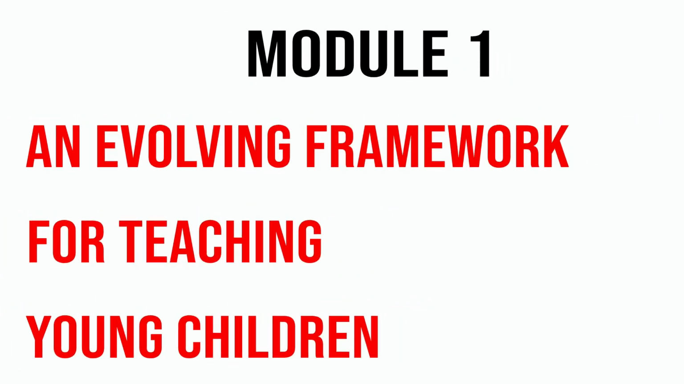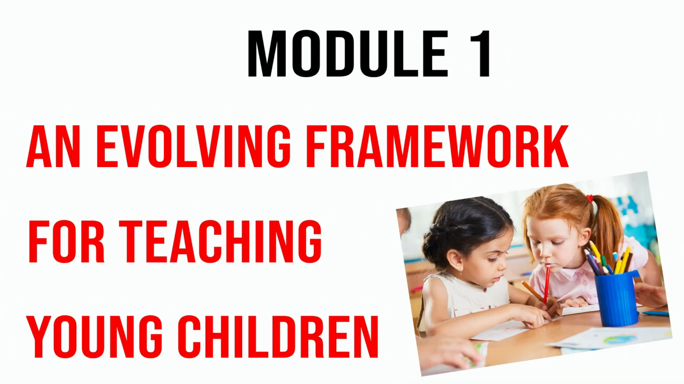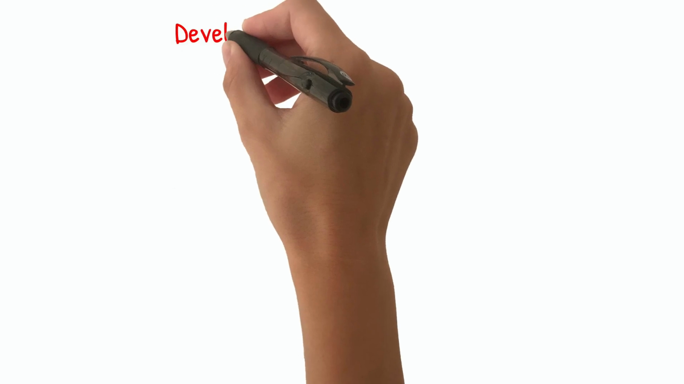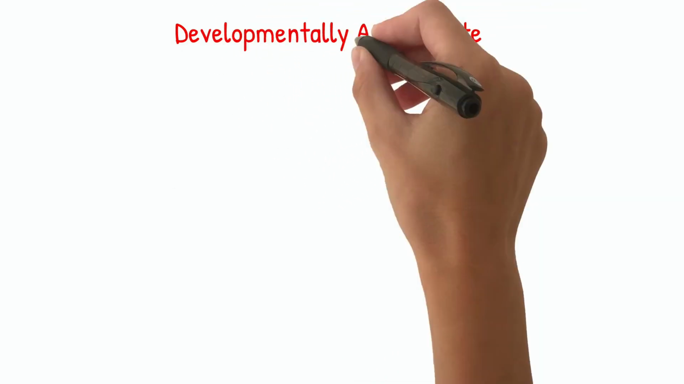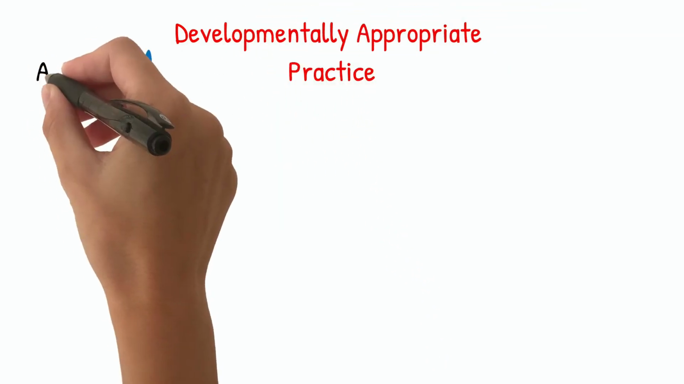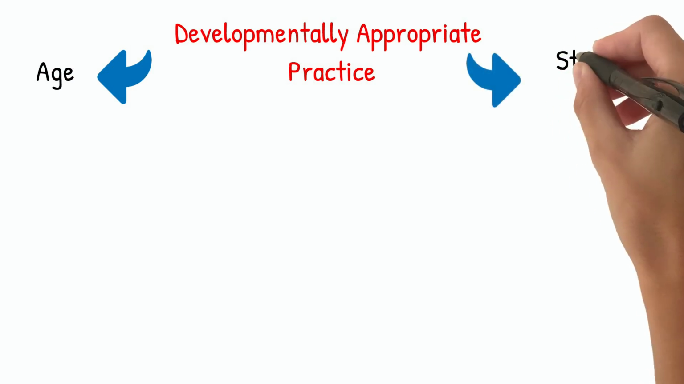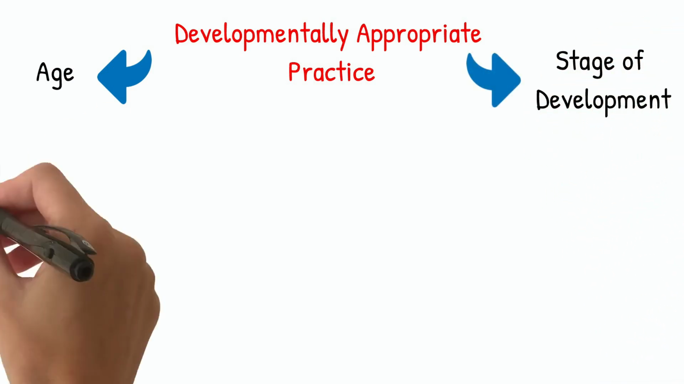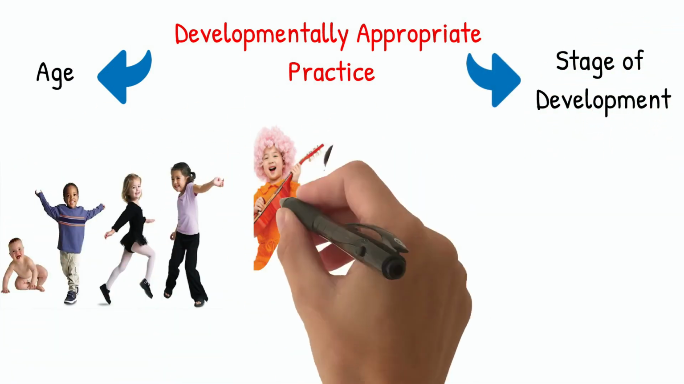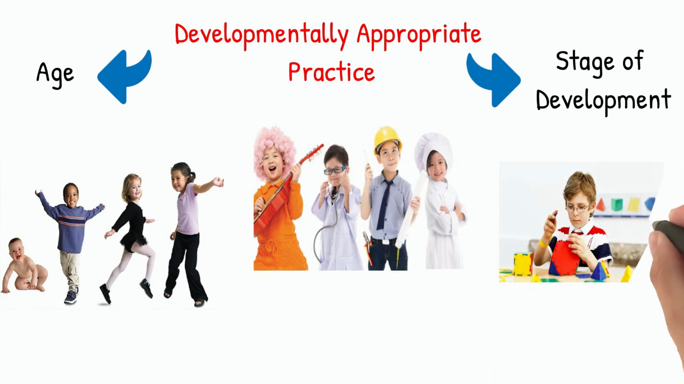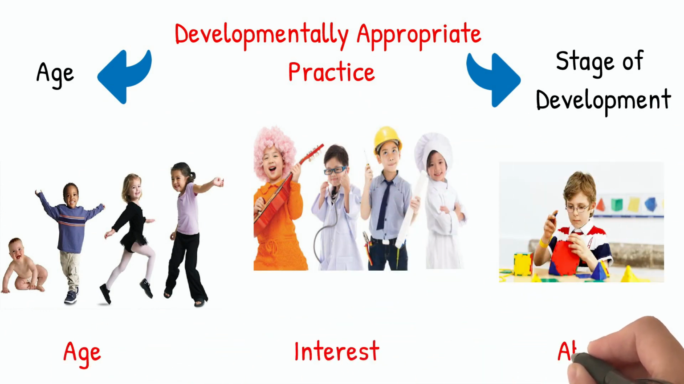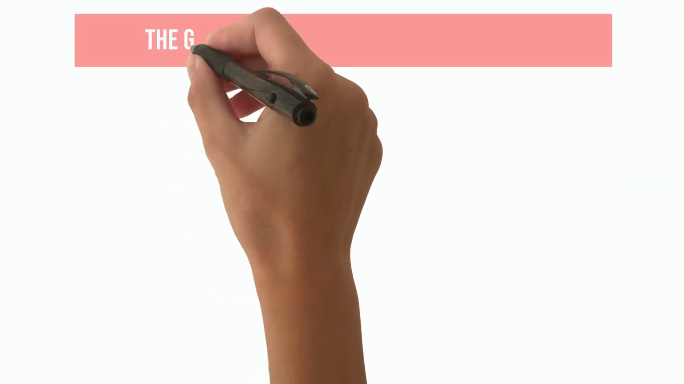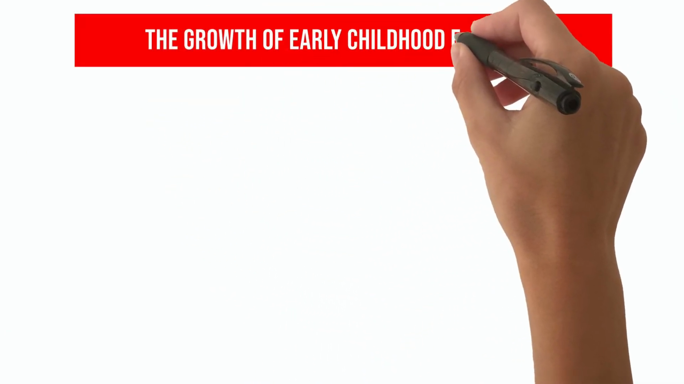Module 1. An evolving framework for teaching young children. Developmentally appropriate practice is a teaching framework that focuses on meeting the needs of young children based on their age and stage of development. It involves using teaching methods and materials that are appropriate for the child's age, interests, and abilities.